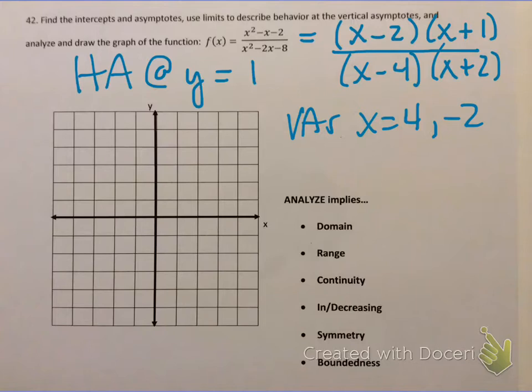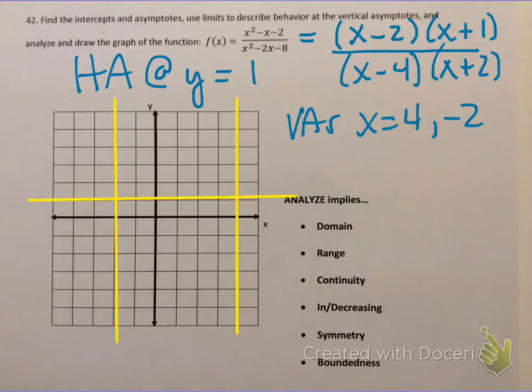So let's go ahead and put those on our graph. Vertical asymptotes at 4 would be there, negative 2 would be there, horizontal at 1. And you notice when we have two vertical asymptotes, we're going to end up having a 3-section graph, which means our domain would also be in 3 sections as well.